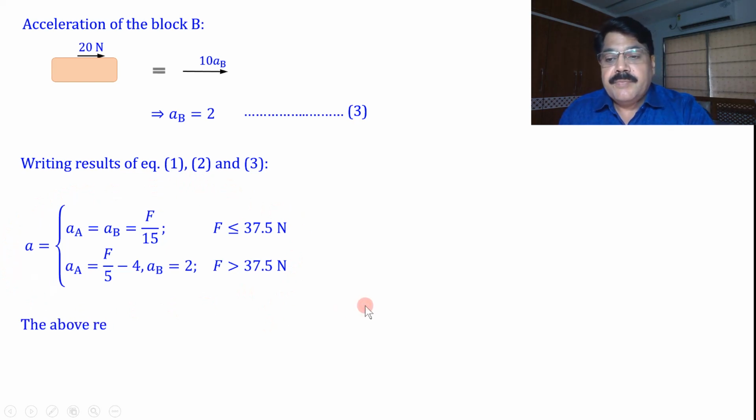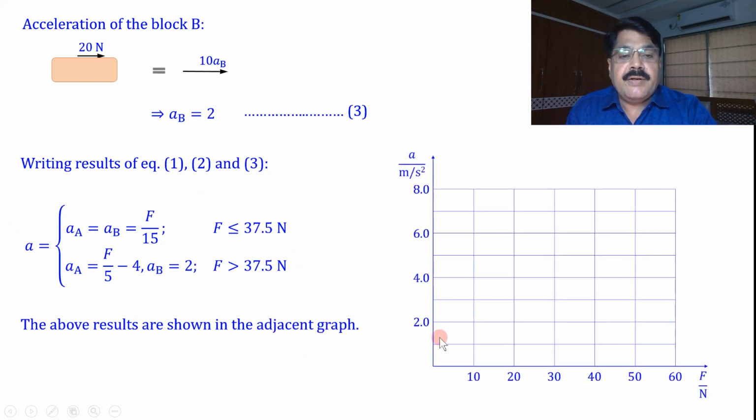Here the above results are shown in the adjacent graph. On the ordinate we are showing acceleration, so A upon meter per second square. You can see A is italic, so it represents a physical quantity, and these symbols are straight, so this represents a unit. And here F upon newton. These are the standard notations of showing quantities on the axis of a graph according to SI, because axes on the graph are purely number lines, they cannot show any physical quantity. They can represent only numerical values. So we have to convert the physical quantity into a numerical value.